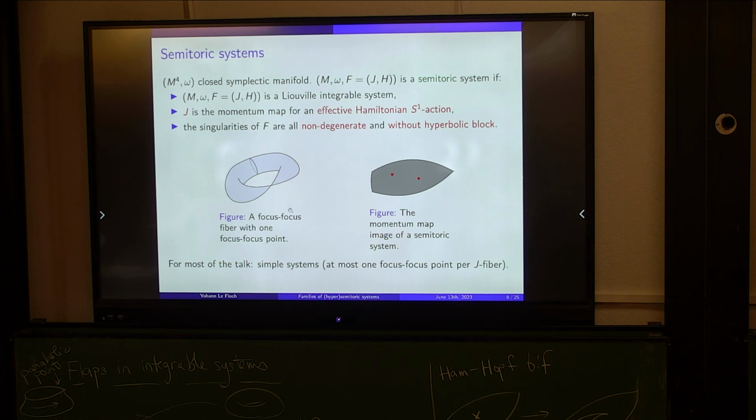We need non-simple systems in what we do, but for today we won't care. I will talk about simple systems. What does it mean? It means that the tori corresponding to focus-focus fibers will only be pinched at one point and not several ones. And moreover, each time you look at the image of the momentum map and you take a vertical line, there will be only one focus-focus value on this line.